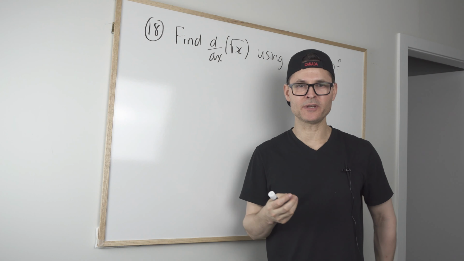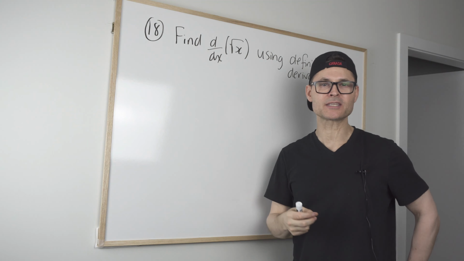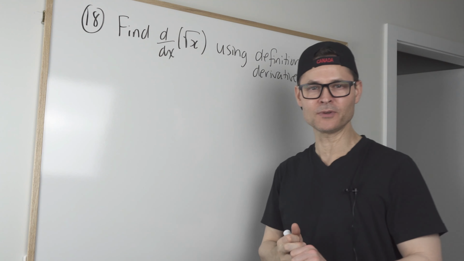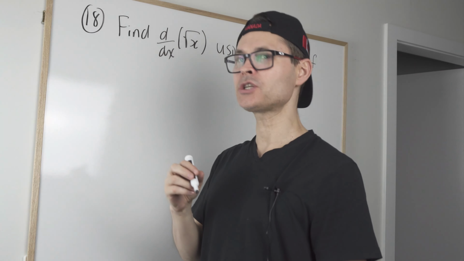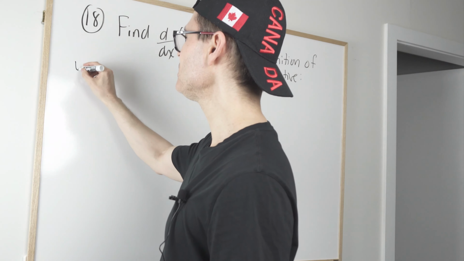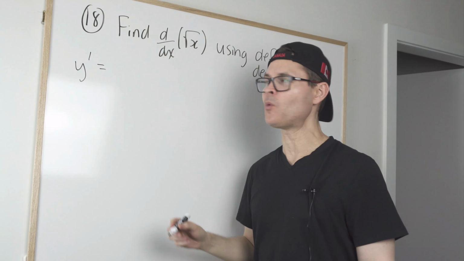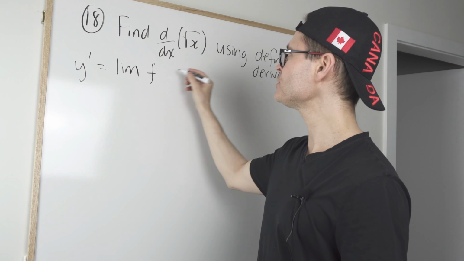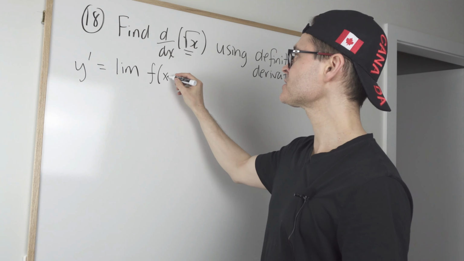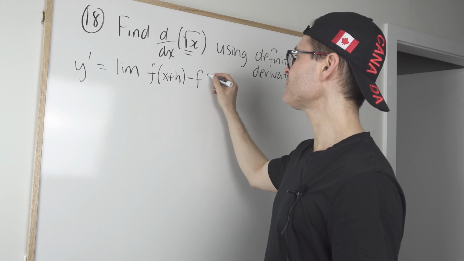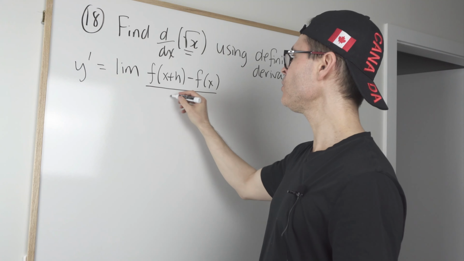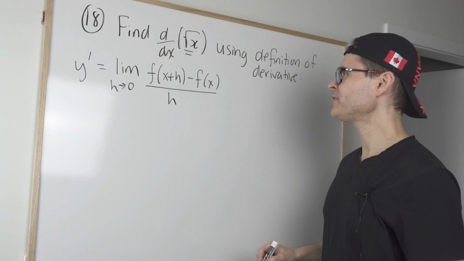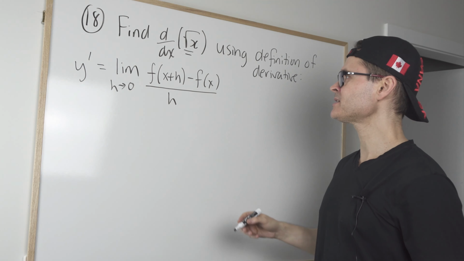Okay, number 18 is a little different. It's still after the derivative. In this case, the derivative of root x. The only difference is it doesn't want you to use your rules. We have to use the definition of the derivative. Do you know what it is? Well, there are actually two. I'm going to use the more commonly used one. So I'm going to say y prime, the derivative of y, can be given as the limit of the function under study at x plus h minus f at x all over h as h approaches 0.